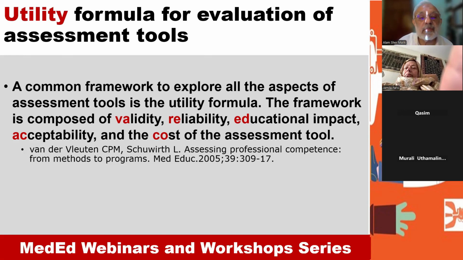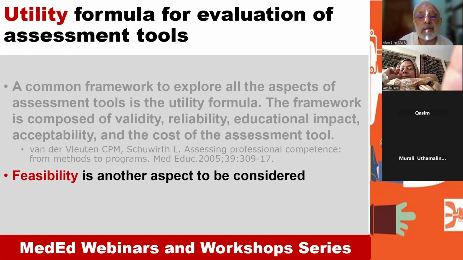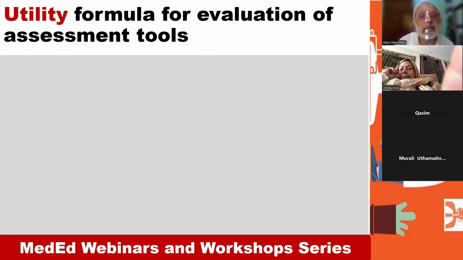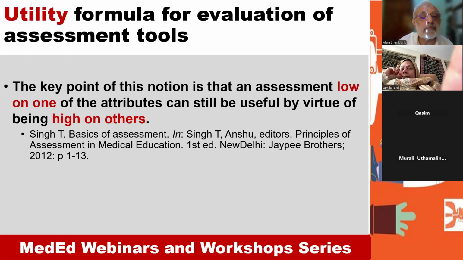So this is the summary of the next few slides, which are included here. Another point in this utility formula is that the key point of this notion is that an assessment low on one of the attributes can still be useful by virtue of being high on others.